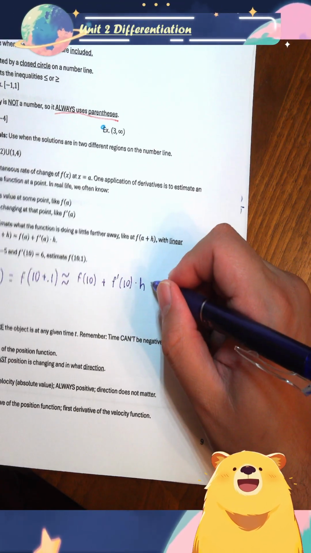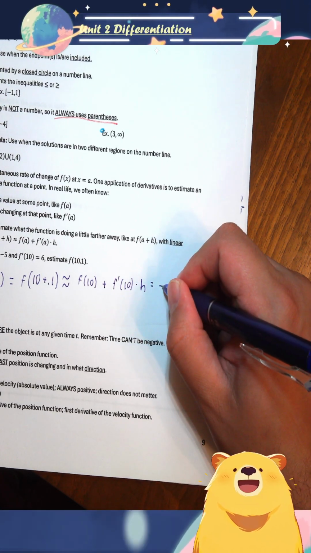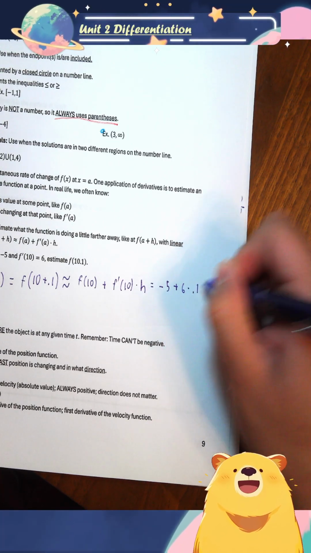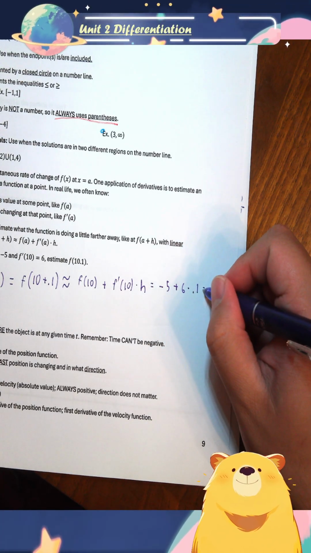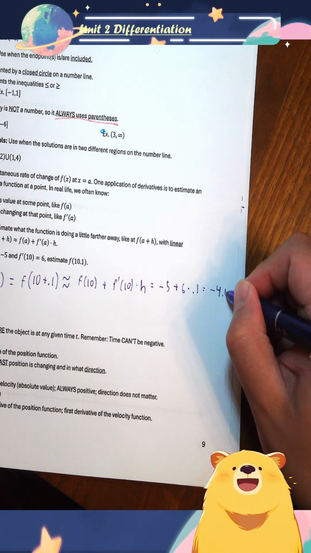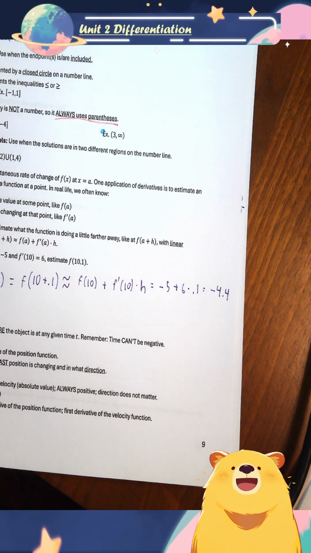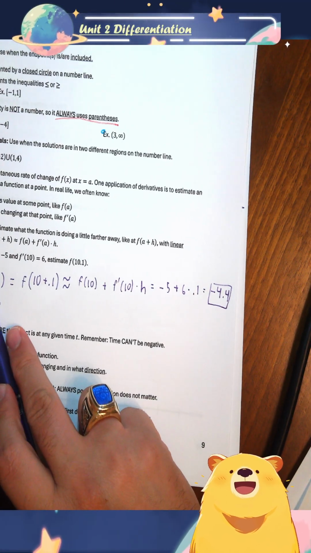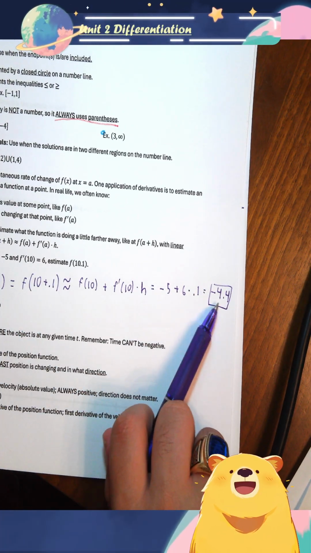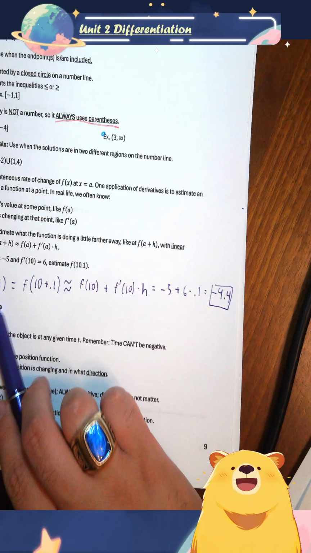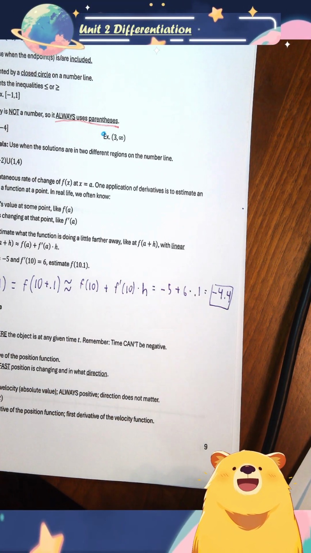Plug in everything into here. I got -5 plus 6 times 0.1. And then you're left with -4.4 as your answer. So it's not saying that f of 10.1 is -4.4, but it's around, about, can be approximated to -4.4.